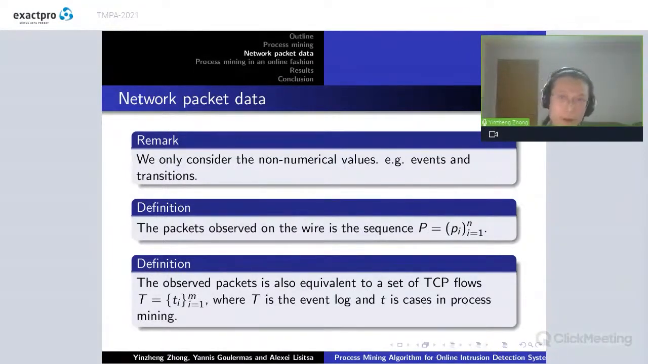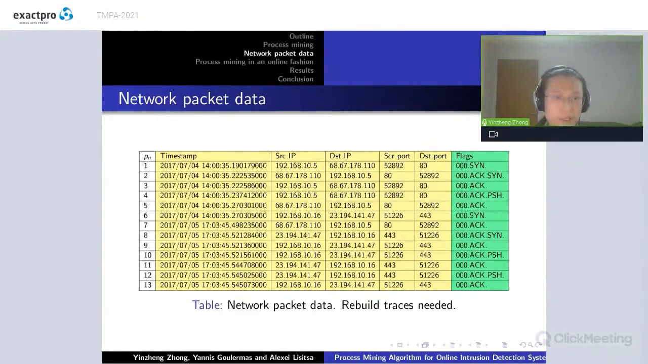Then we also know that some packets belong to some flows, because network connections are between the server and the client. So we will have multiple network flows, and each network flow is just one connection. The flows can be converted into cases, and the set of the traces is equivalent to the event log.